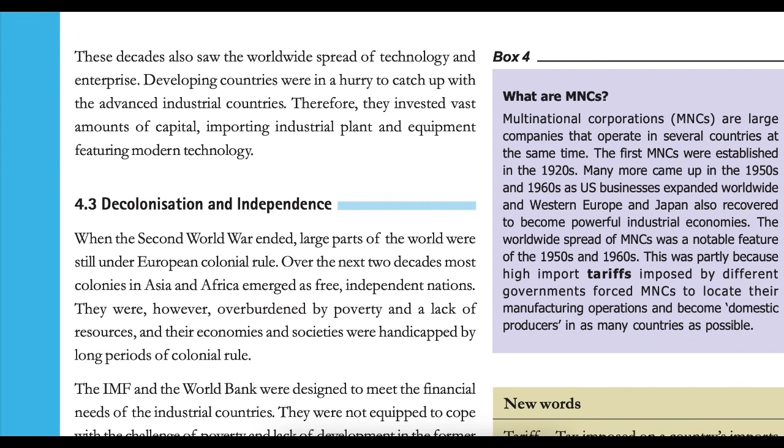These decades also saw the worldwide spread of technology and enterprise. Developing countries were in a hurry to catch up with the advanced industrial countries. Therefore, they invested vast amounts of capital, importing industrial plant and equipment featuring modern technology.